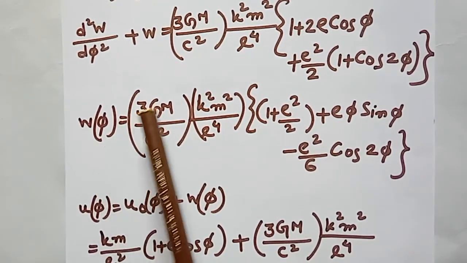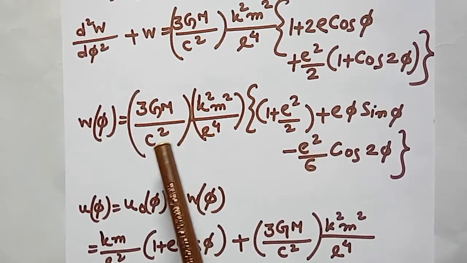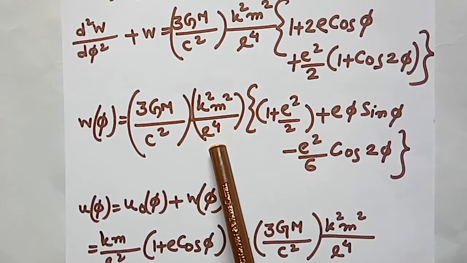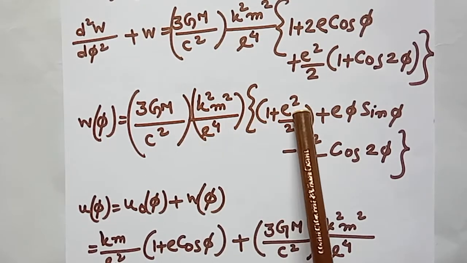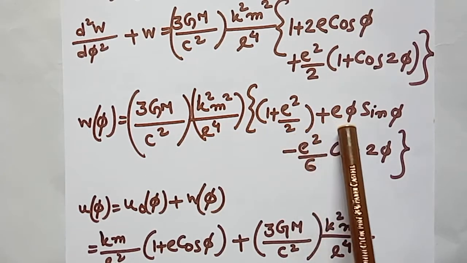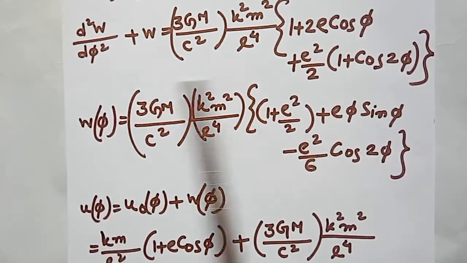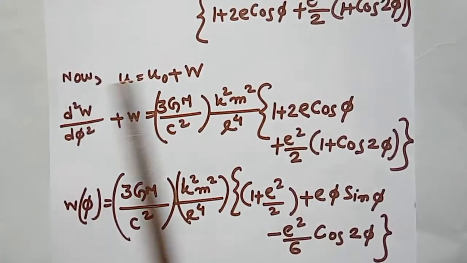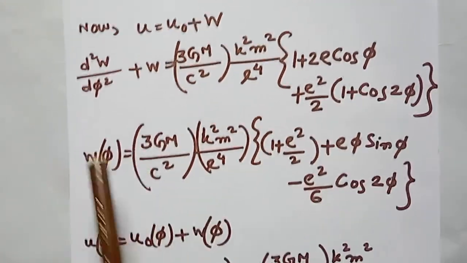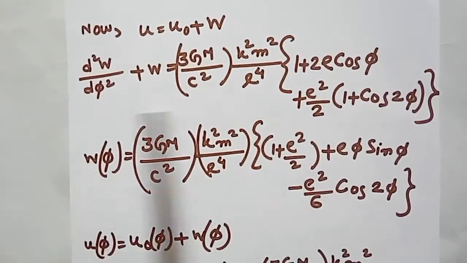Now w(phi) equal to 3GM/c² k²m²/L⁴ ((1 plus e²/2) plus e phi sin phi minus e²/6 cos 2phi). This is the solution of w. We write it in w form, simply integrate, and we get that equation.